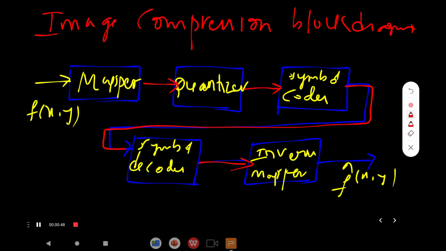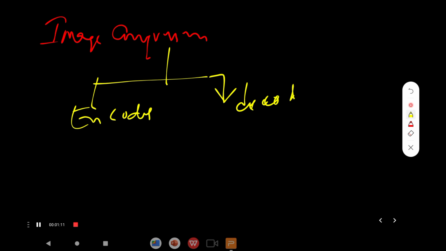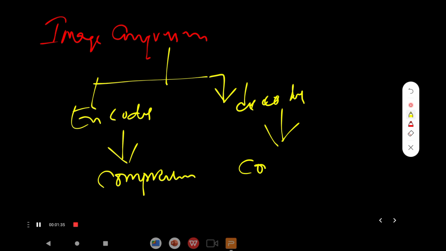So in this image compression model, the image compression system basically consists of two important parts, that is the encoder and the decoder. These are the two fundamental blocks present in the image compression model. The main importance of the encoder is that it compresses the information. The encoder performs the compression operation in image compression. The decoder performs the complement of compression, which we can also call the decompression operation. That is the basic idea behind image compression.